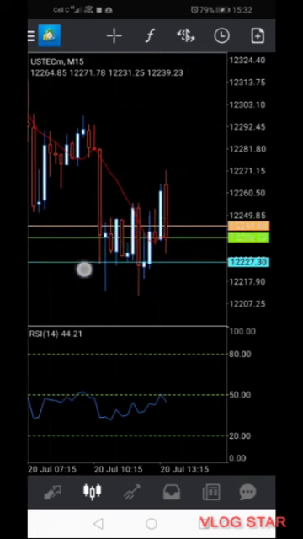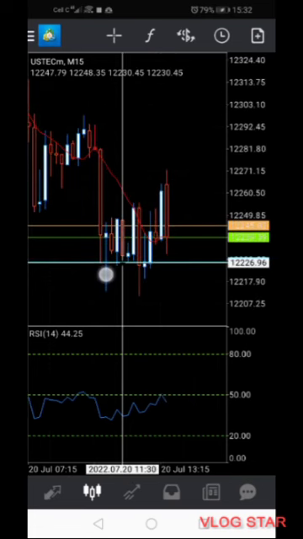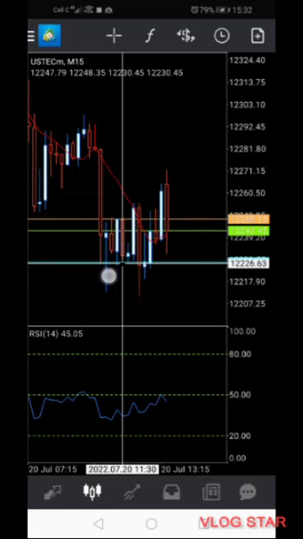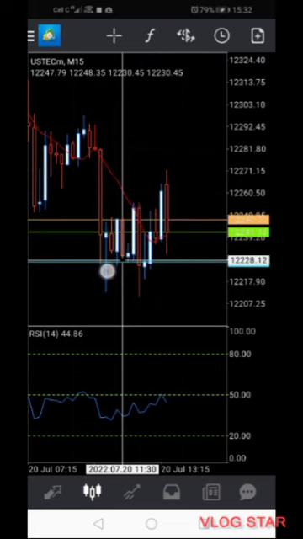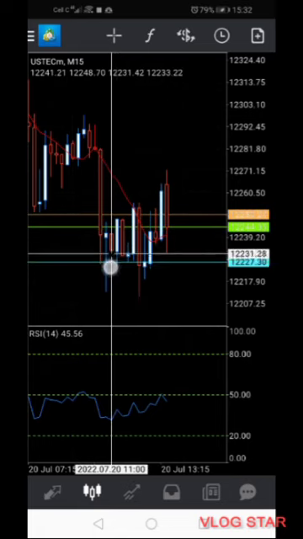If we break through this horizontal line that I drew here, I'm going to take the sell. If we break through this line with the body, I will take the sell. If not, I know that they're just playing around with us. So if we break through here, I will take the sell.